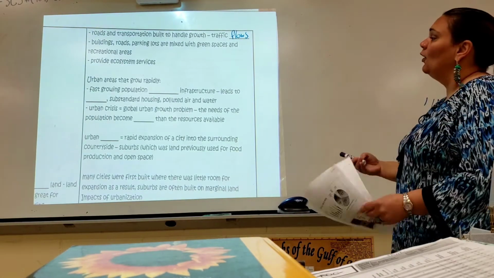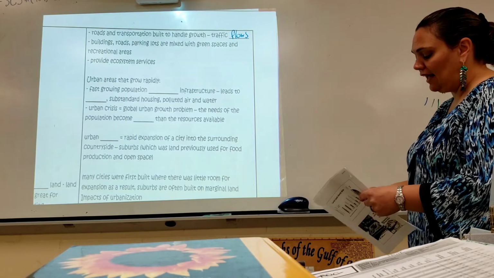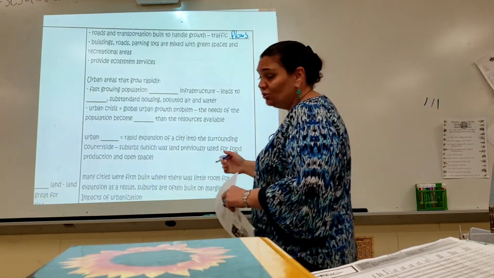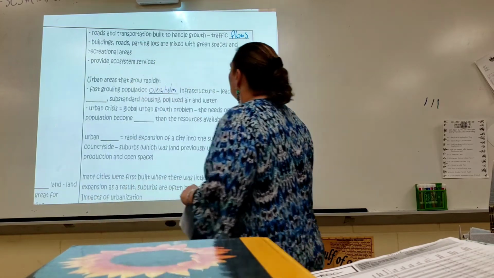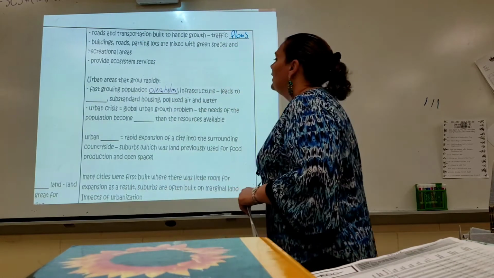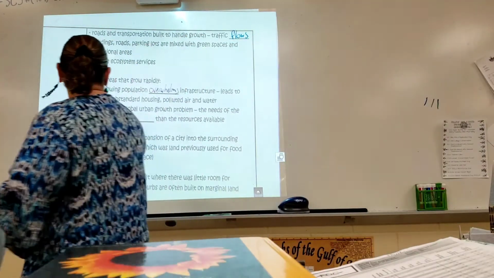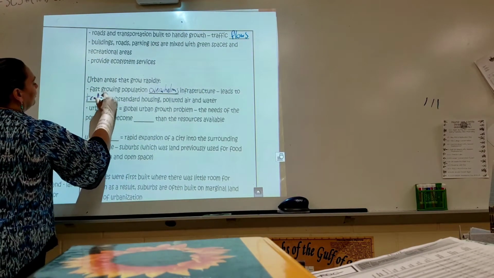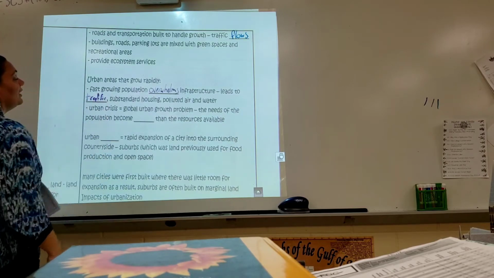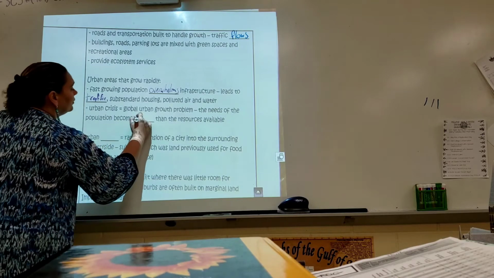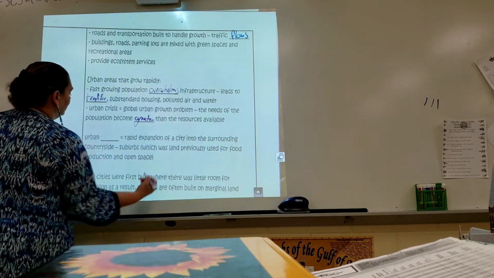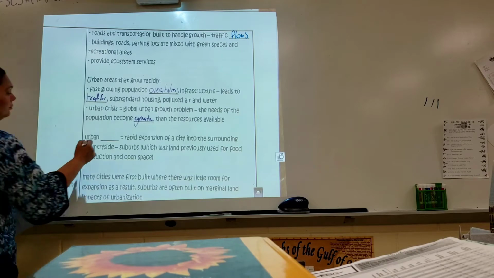All right, now, an urban area that grows rapidly is going to have a fast growing population that's going to overwhelm the infrastructure. It's going to lead to traffic. Yeah, check. Substandard housing, polluted air, water becomes an urban crisis. Global urban growth problem, the need of the population becomes greater than the resources available. Then you've got urban sprawl.